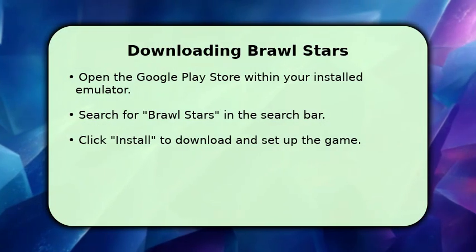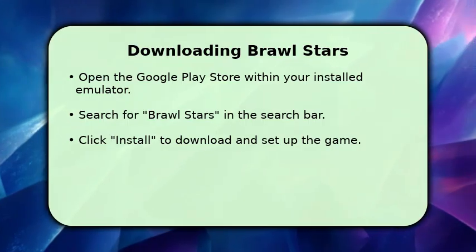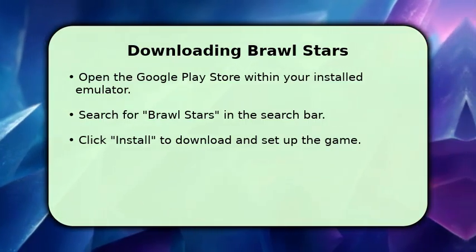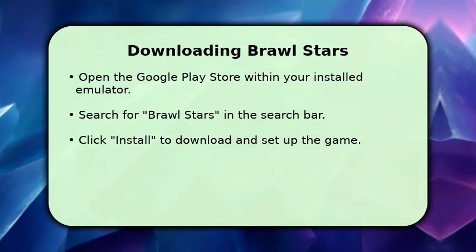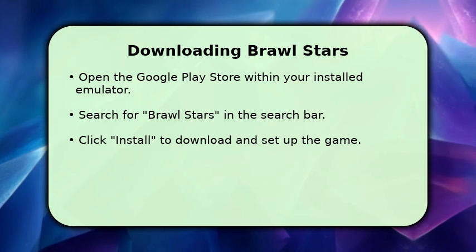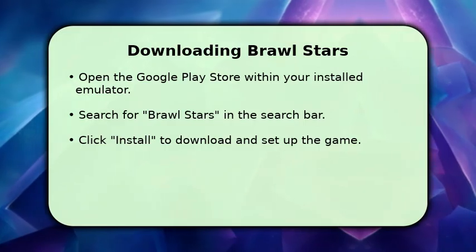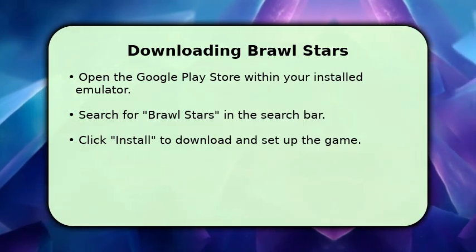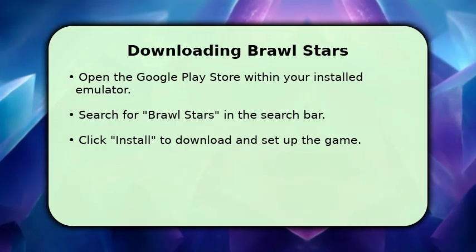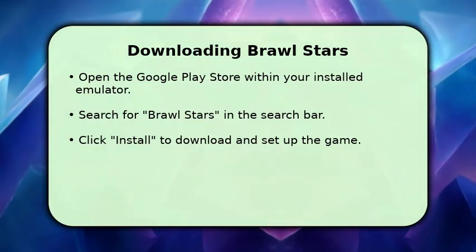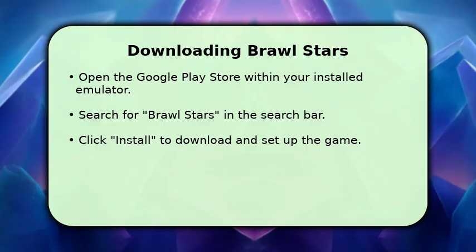With your emulator successfully installed and set up, it is time to get Brawl Stars. Open the Google Play Store directly within your emulator, just as you would on an Android phone. Use the search bar to find Brawl Stars, then click the Install button. The game will download and install automatically, usually taking only a few minutes depending on your internet speed.